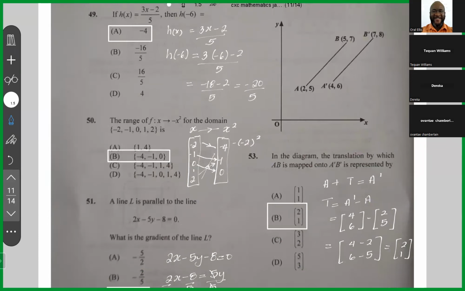All right, number 50. Somebody messaged me and said that the answer wasn't there. All right. So let me show you why the answer is there.